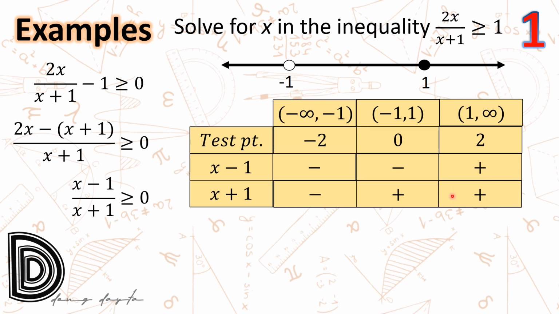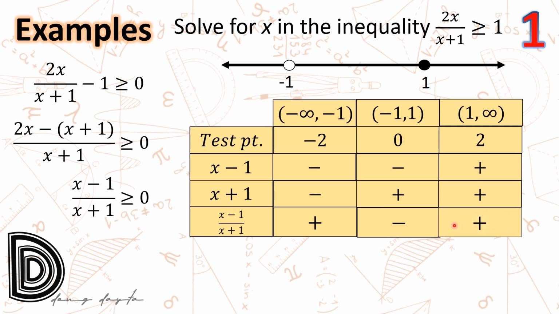So we will now get the signs for our rational expression x minus 1 over x plus 1. In the interval negative infinity to negative 1, that will be positive. Negative over negative is positive. In the interval negative 1 to 1, that will be negative, because negative over positive is negative. And then in the interval 1 to positive infinity, the expression will be positive. That's positive over positive is positive.